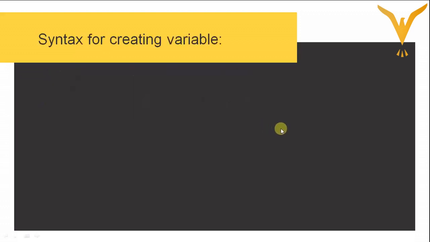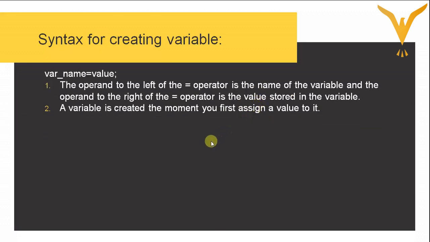Okay, so let's see how to create a variable. The syntax for creating a variable is very simple. You just have to specify a variable name followed by the value of the variable. For example, if you want to store a name, simply create a variable called name, put an equal sign, and assign some value to it, and that's it. This is how you can create a variable.